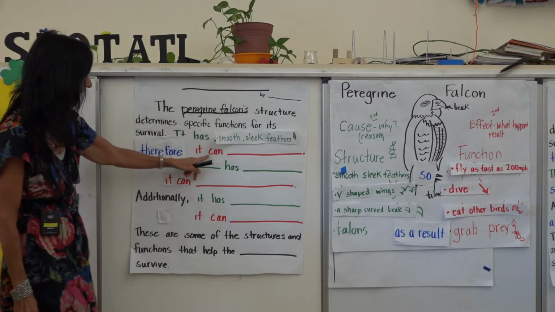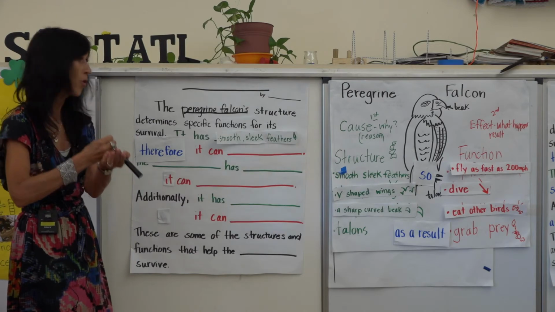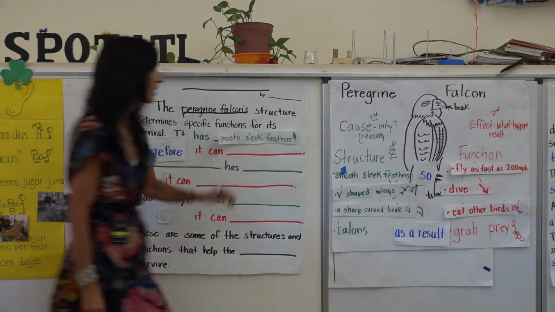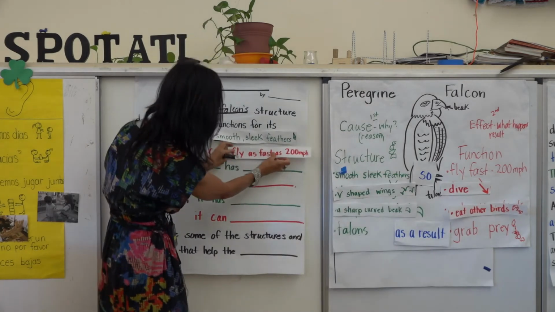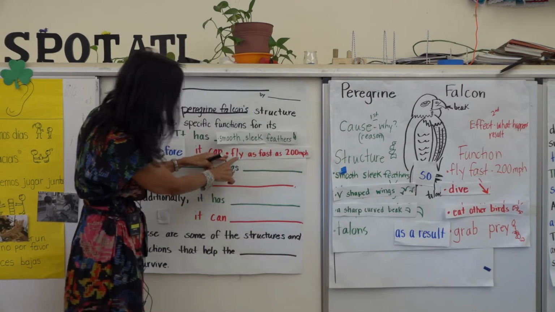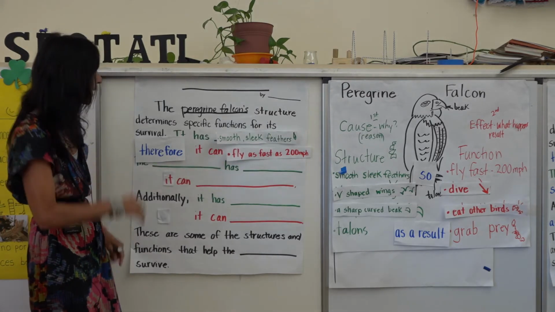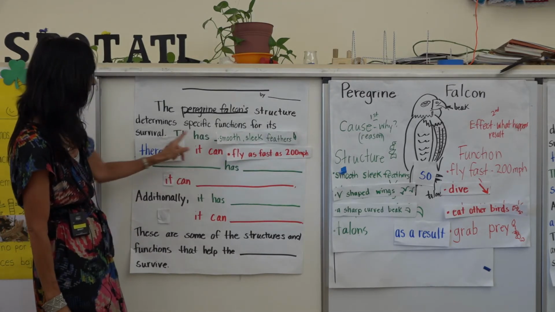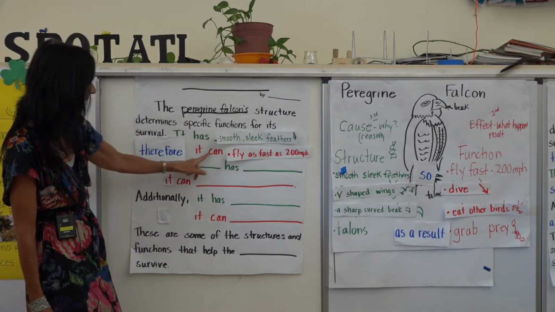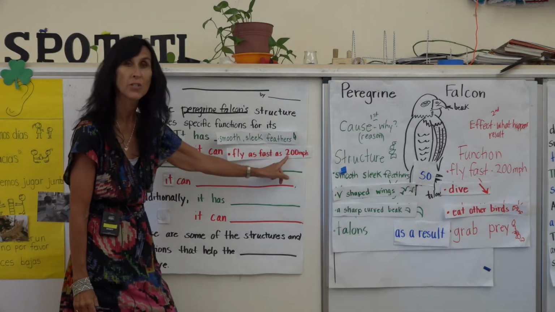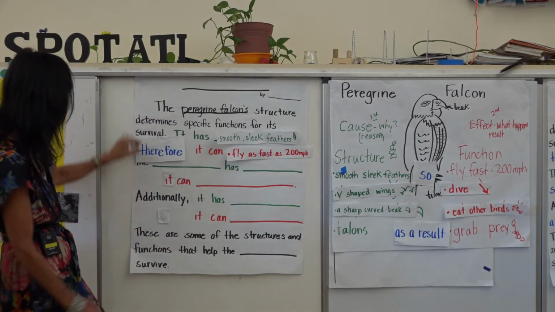Therefore, it can, here comes my function or my job. The smooth, sleek feathers help it to fly as fast as 200 miles per hour. Read it with me, friends. It has smooth, sleek feathers. Therefore, it can fly as fast as 200 miles per hour. That's our first fact. Next fact.